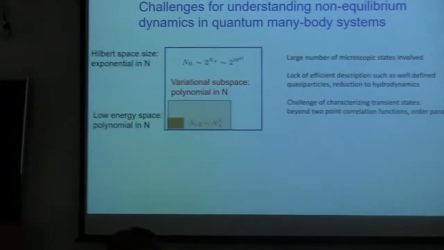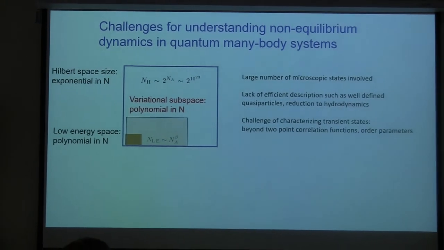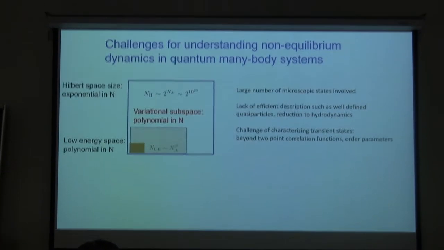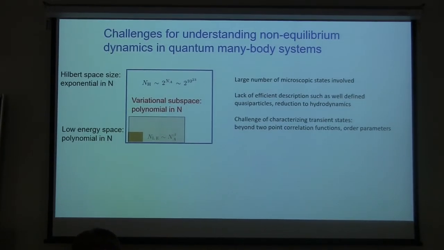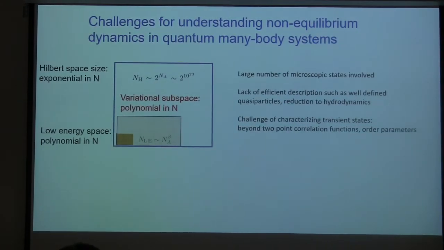So let me remind you what we discussed last time. We said that when we talk about non-equilibrium dynamics of many body systems, trying to do it exactly is usually completely hopeless, since the size of Hilbert space is exponentially a macroscopic number. Therefore, what I started introducing to you is an approximate way of analyzing dynamics through variational wave functions.